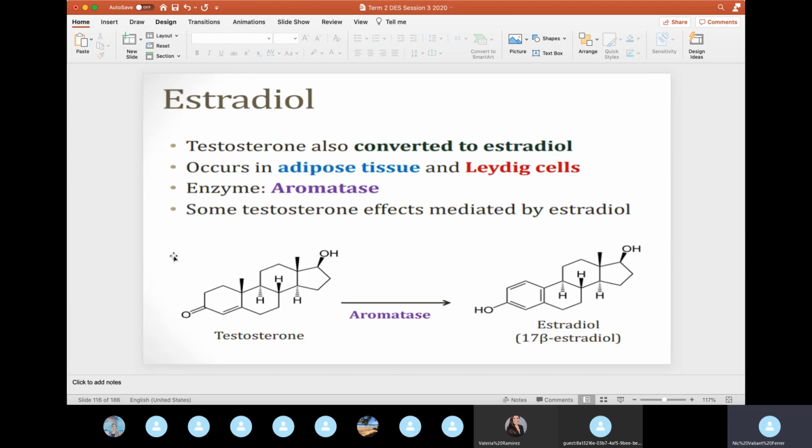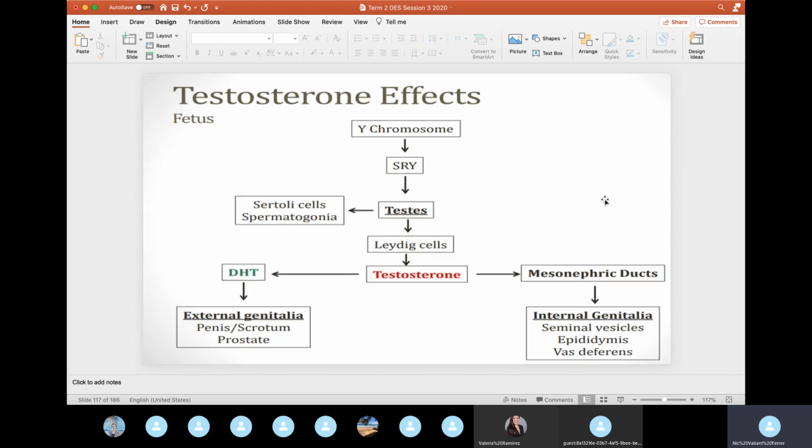Estrogen, don't forget also that testosterone can be converted to estradiol. This occurs in adipose tissue and Leydig cells. High yield, what's the enzyme? Aromatase. Aromatase is the enzyme that converts your testosterone to estradiol. Where? Adipose tissue and your Leydig cells.